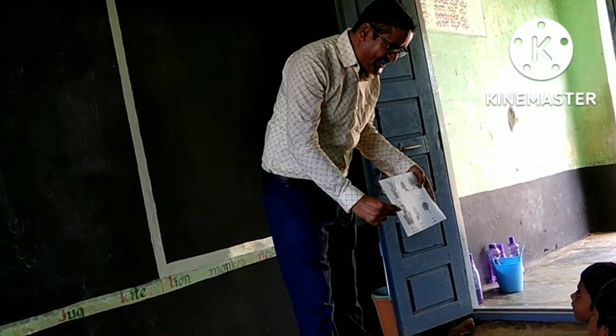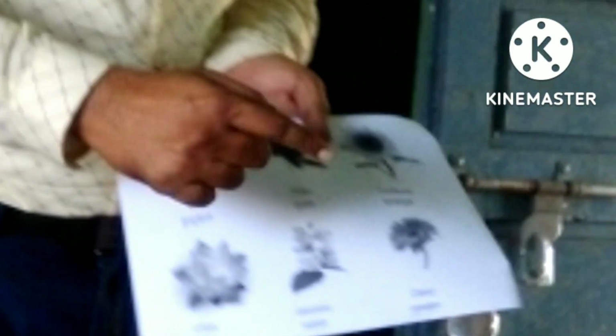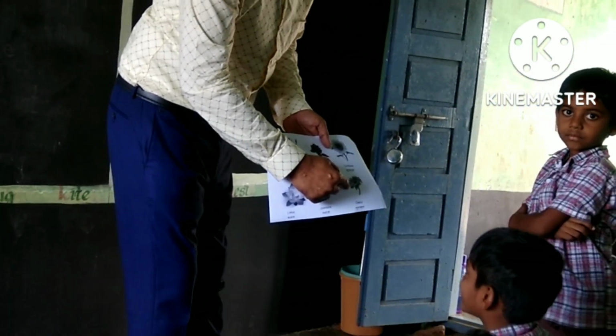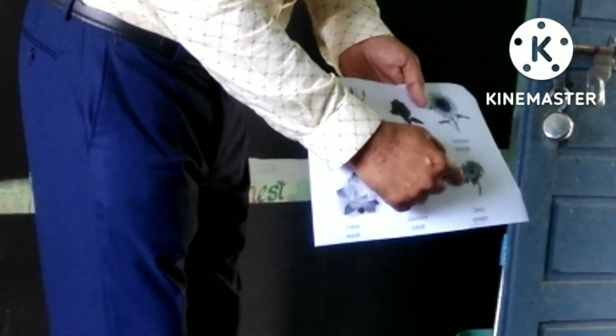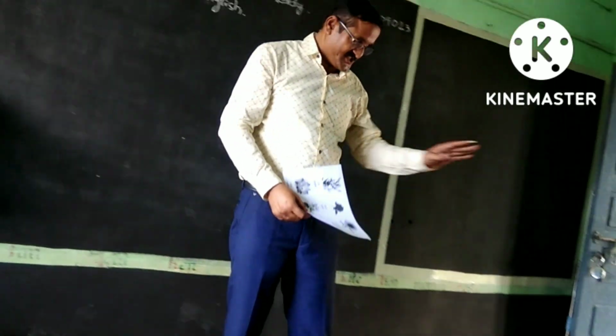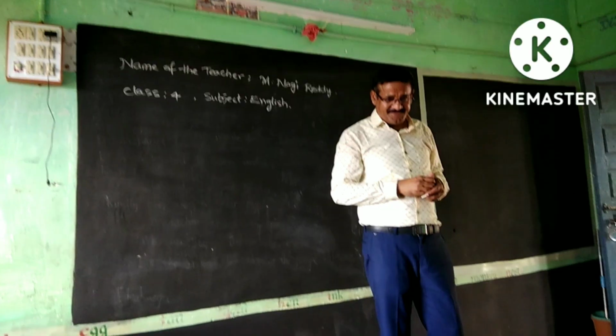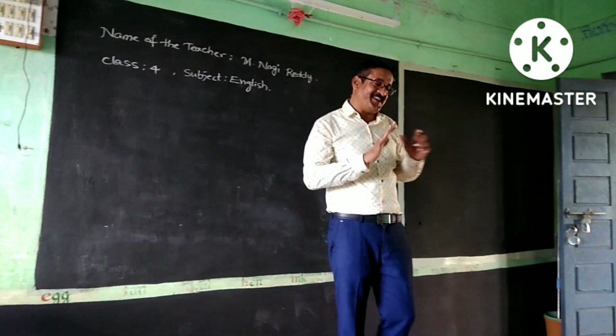Read these flowers' names. Sandeep, what is this flower? Lily. Stand up. What is this? Lily. This? Please, read it. This? What is this? Sunflower. What is this? Lotus. This? Jasmine. This one? Jasmine. Very good. Nice. So, you see? All are from the B.